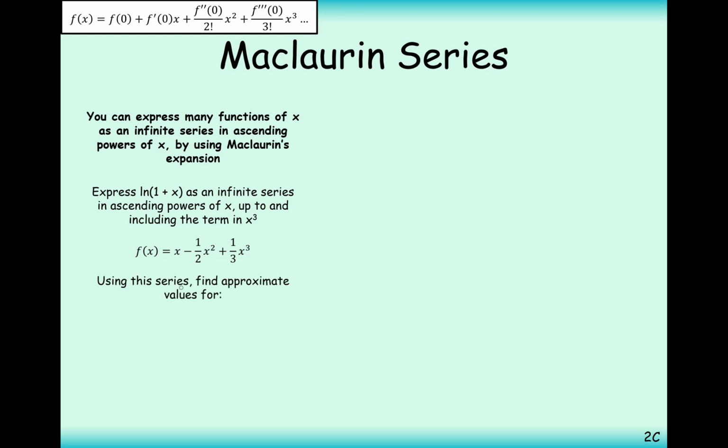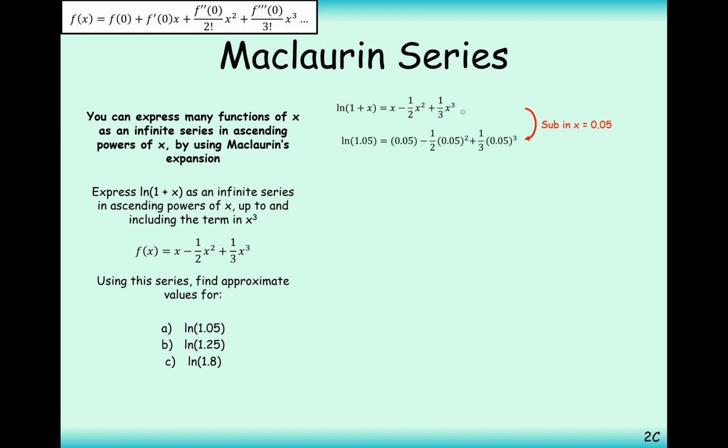Part B of this question is, using this series, find approximate values for ln of 1.05, part B is 1.25, and part C is 1.8. So the first thing we do to find an approximate value, not the actual value, an approximate value for ln 1.05. We've already got the 1 in there, so we'll just replace x with 0.05. And we'll put x in as 0.05 on the right hand side, and we get the answer of 0.0487916. If you do that on the calculator, you get a pretty accurate answer here.